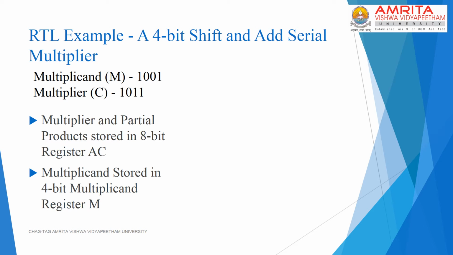Shift and add serial multiplier can be implemented at the register transfer level of abstraction. So this is a very simple and popular method for multiplying two binary numbers using a digital system. So the first step in implementing the serial multiplier at the RTL abstraction will be to identify the register transfer operations that are going to be involved in the multiplication process.